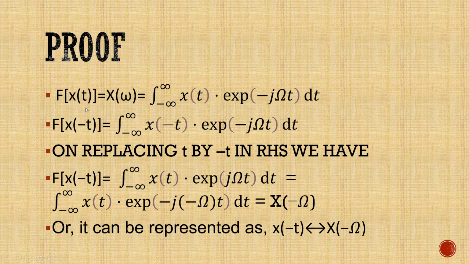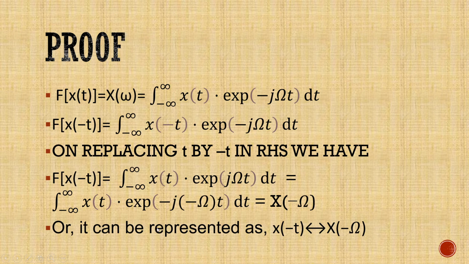We know that the continuous time Fourier transform of any signal is given by integral minus infinity to infinity x of t into e power minus j omega t dt. Now the Fourier transform of x of minus t will be given by integral minus infinity to infinity x of minus t into e power minus j omega t dt. Now on replacing this t by minus t, we have integral minus infinity to infinity x of t into e power j omega t dt.